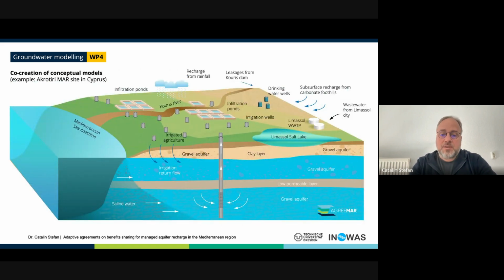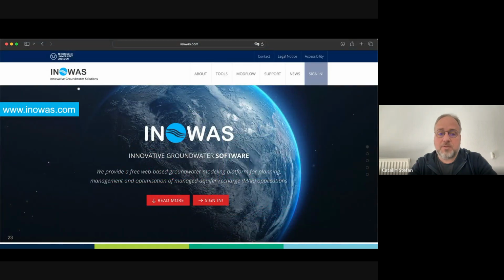Together with the stakeholders, I emphasize this again, we build, for example, in Cyprus, the conceptual models. We try to understand from them, and we had a 2-day workshop only for this, what are the elements that are relevant in the water balance in the region, which are the inflows, which are the outflows, what is the location of each of those elements, and what is the trend, how this will develop in the future. So all these conceptual models were built in workshops together with the stakeholders.